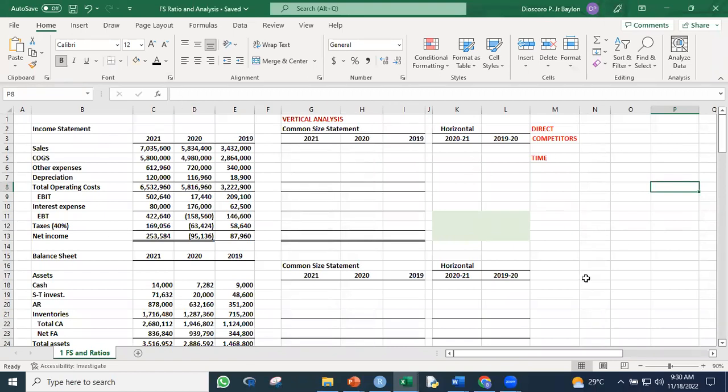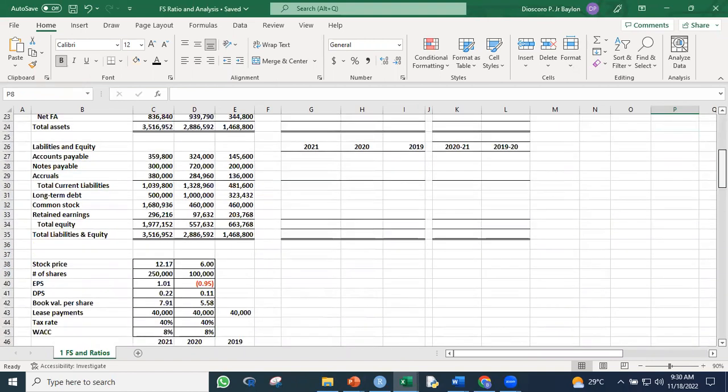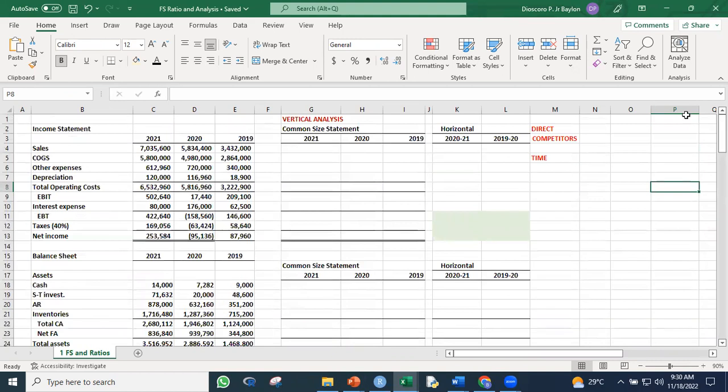So here we have the financial statements of, I'm sorry, I wasn't able, let's give this a name. I think this is Microdrive. Okay, the financial statements of Microdrive from 2019 up to 2021.